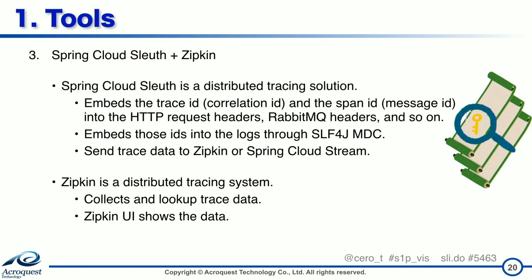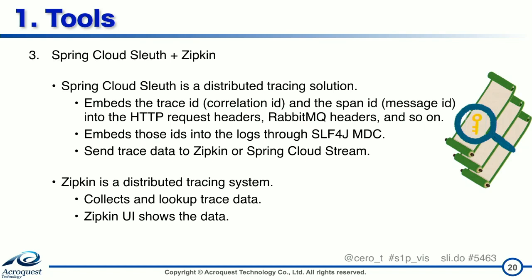MDC is mapped diagnostics context. Okay, I forgot the name sometimes. So when you collect logs from several servers, you can find the log lines which are related to the request by the trace ID, using the correlation ID. And also you can send trace data to Zipkin or Spring Cloud Sleuth Stream. I will explain it later.